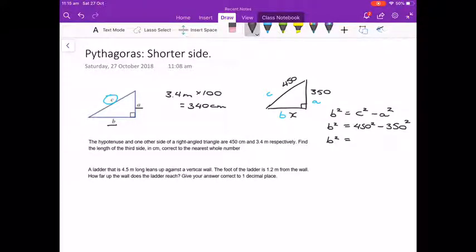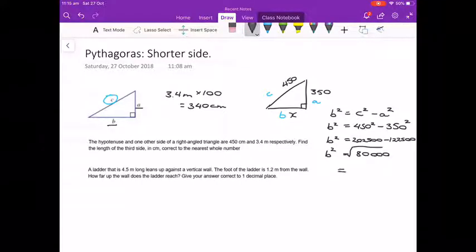450 squared is 202,500 and 350 squared is 122,500. I then subtract those two answers and I get 80,000. Because I only want B and not B square, I need to square root that number. And the square root of 80,000 is 282.84. It says to round to the nearest whole number, therefore B is 283 centimetres.